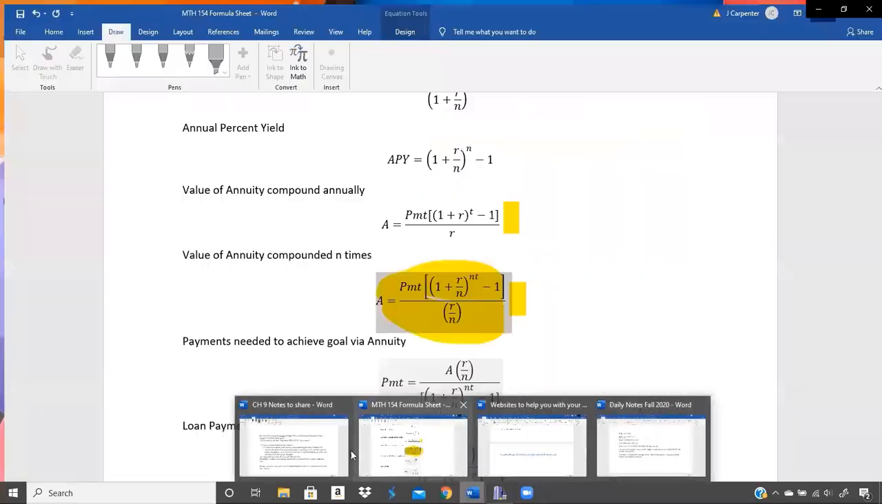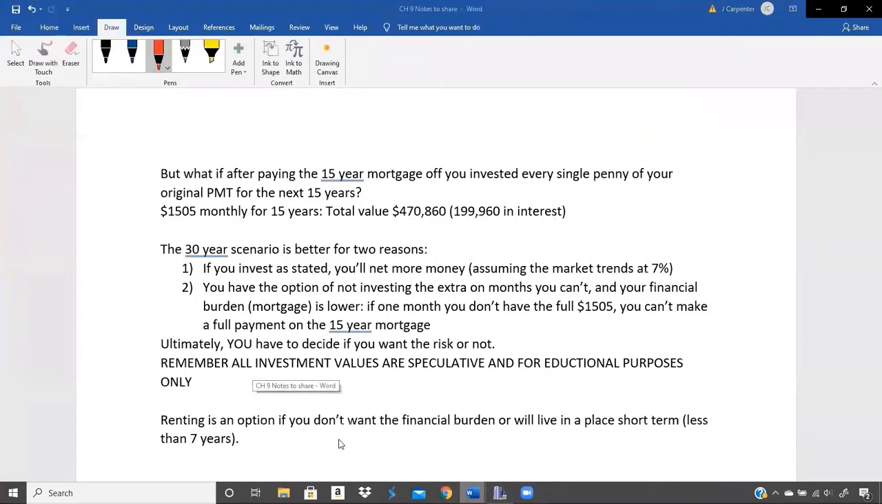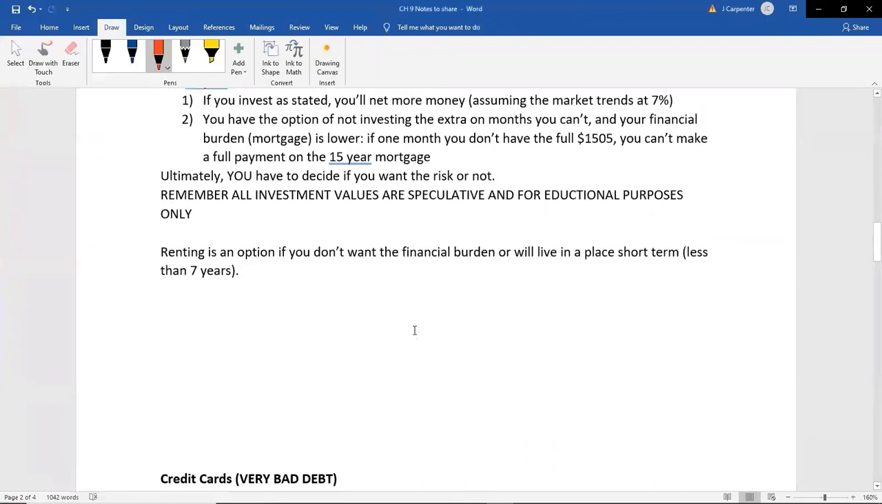All right, so that's mortgages. We've got about 20 minutes. Remember, you have to decide whether you like the risk or not. All investment values are speculative and for educational purposes only. No lawsuits are going to happen. Renting is an option. You don't have to invest. You don't have to own a home. You can do whatever you like.